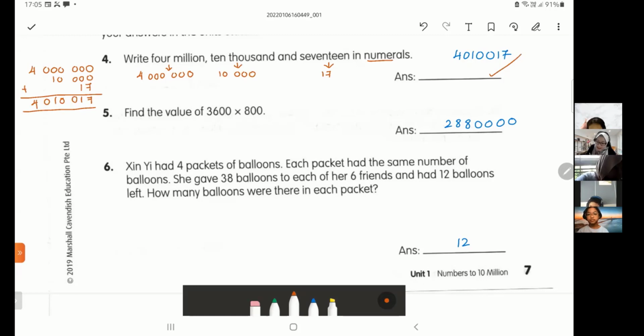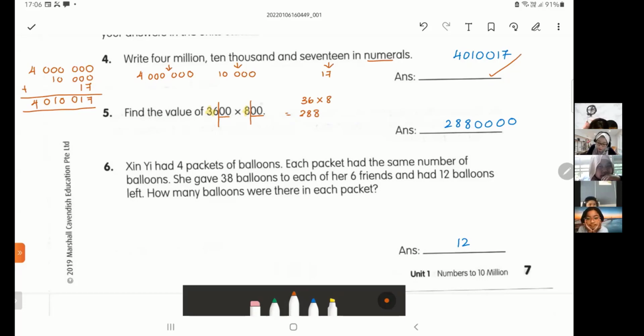Okay, so in this case, the number is very big, right? So we ignore the zeros first. Don't look at the zero, don't look at the zero. So we just look at it like that. Focus on the numbers only. So, which means it is 36 times 8. Okay, 36 times 8 will give you 288, right? Then you put in the zeros back.